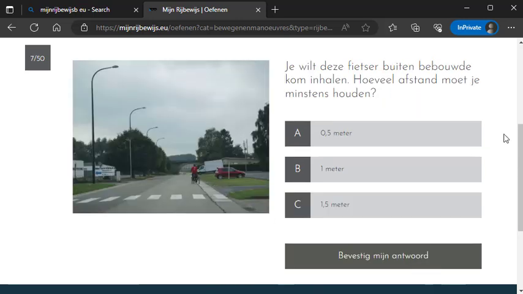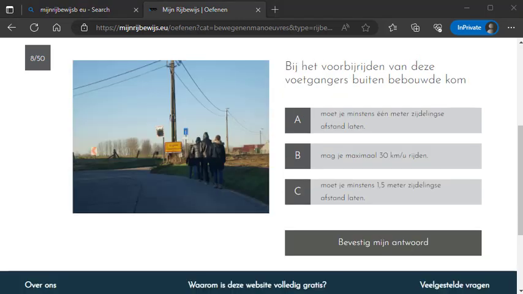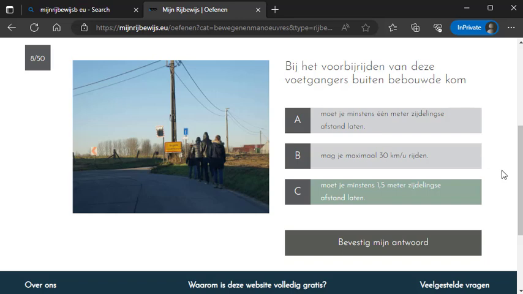You want to overtake a bicycle outside built-up area. How much lateral distance should you maintain? It's 1.5 meters outside built-up area, and within built-up area, it's 1 meter. Now it's outside, so it's 1.5 meters. The next question is, when you drive past these pedestrians outside built-up area, what should you do? Option A is you must keep at least 1 meter of lateral distance. Option B is you must drive at 30 kilometers per hour. The third option is 1.5 meters lateral distance. We have already seen this.